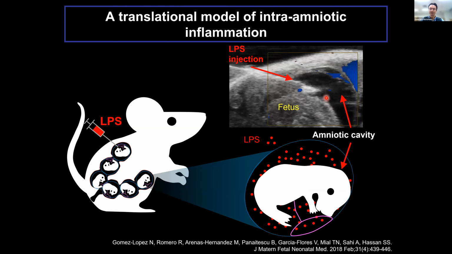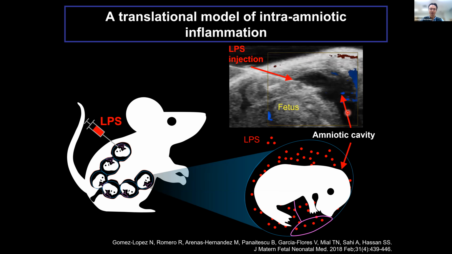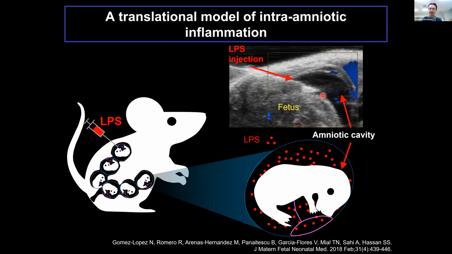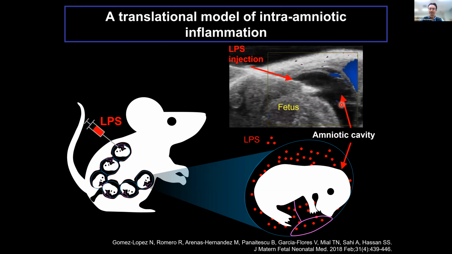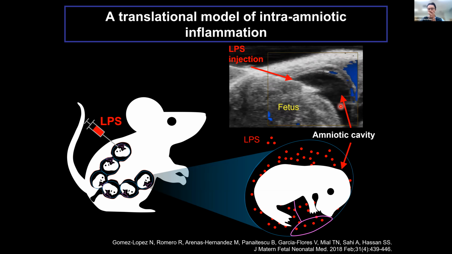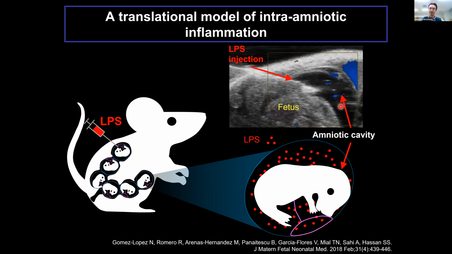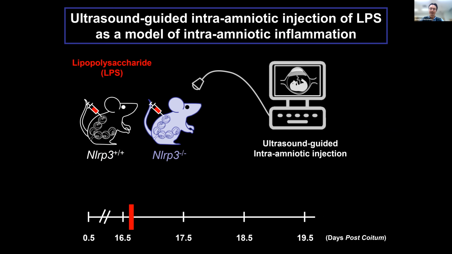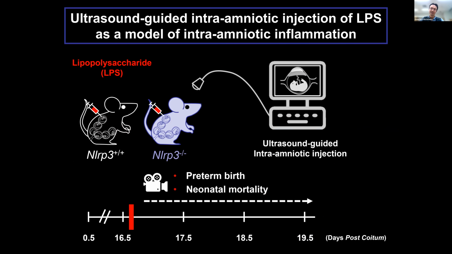So you can see here the fetus. This black area is the amniotic cavity, which is filled with amniotic fluid. The needle is here, and then you can see the jet sign indicating the successful injection of LPS into the amniotic fluid. We utilized this technique in NLRP3 deficient as well as wild-type mice in late pregnancy, and perinatal outcomes such as rate of preterm birth and neonatal mortality were monitored.